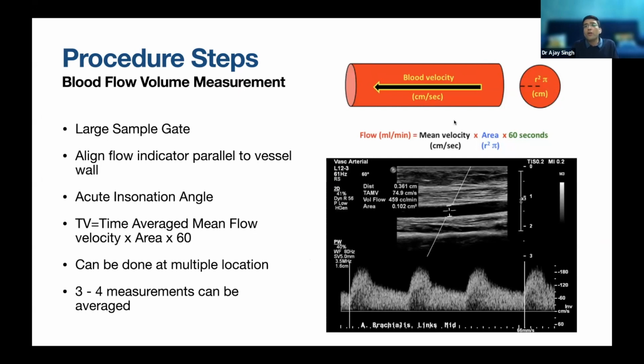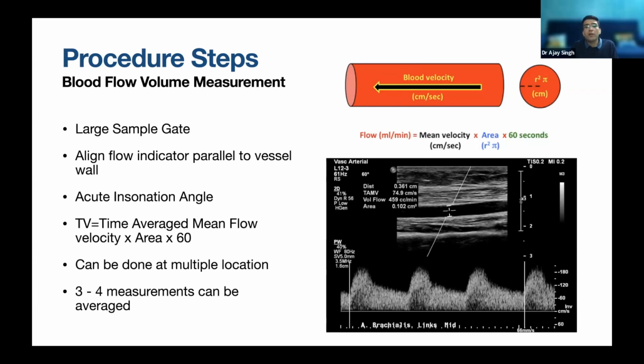So blood flow volume will be actually the mean velocity, which we will be multiplying by the area, which will be pi r square, because the cross section is a circle. So area of a circle is pi r square. Then the velocity is in centimeter per second. To calculate the flow in ml per minute, we'll have to multiply it by 60, so that we can get flow for a minute. I prefer to do at least 3 to 4 measurements and try to see the average.